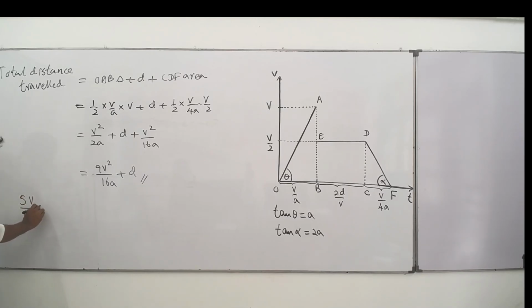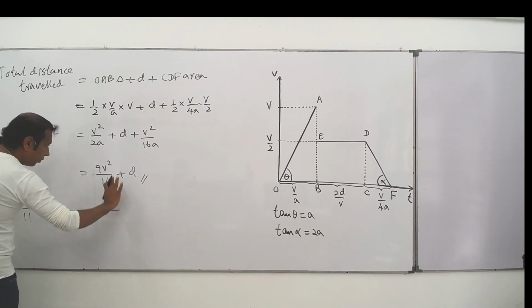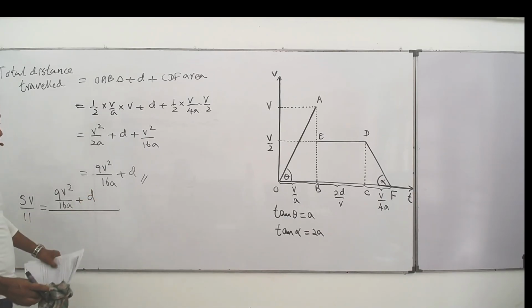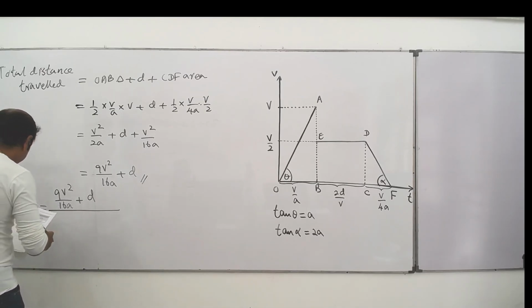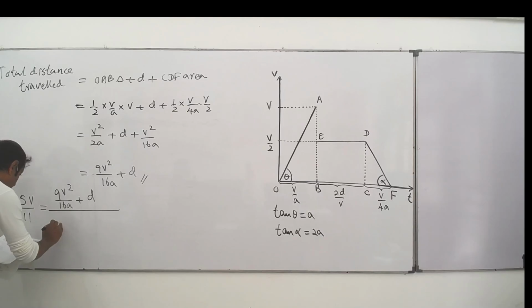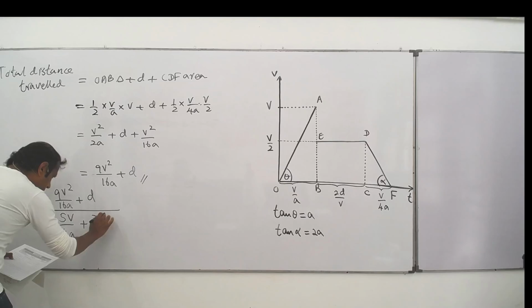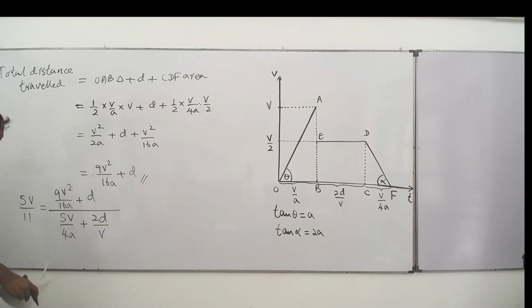Average velocity we write as total distance traveled, which is this, 9v squared over 16a plus d, divided by total time taken. Total time taken is 5v over 4a plus 2d upon v. Okay. Now by this we have to find this d, right? Now let's simplify this. Thereby we can get the answer for this d.